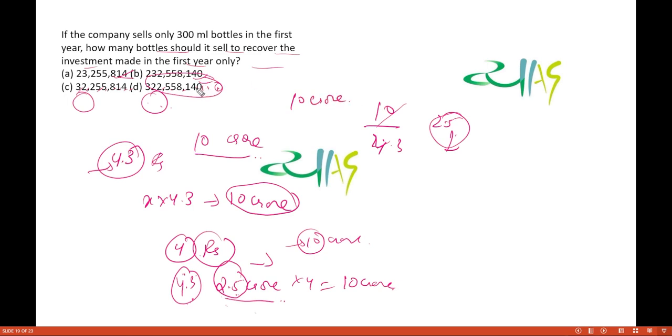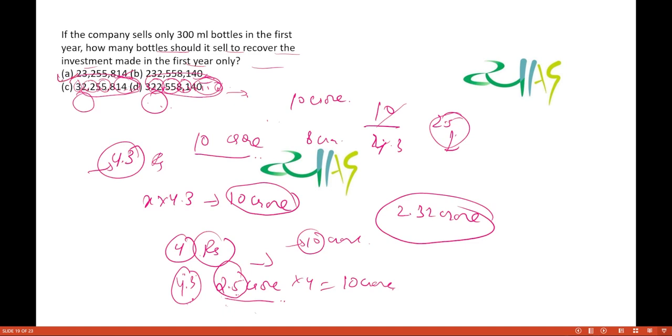1 2 3 4 5 6 7 8 9. In 10 crore you have 8 zeros. So this is basically, I think, 23 crore. Okay, this is 23 crore, because this is how much? 23 crores 25 lakh 58,140. तो 23 crores bottle थोड़ी ना sell करनी पड़ेगी, we will have to sell this much bottle. So this is how much? 2 crore 32 lakh 55,814. So 2.32 crore bottles we are going to sell.